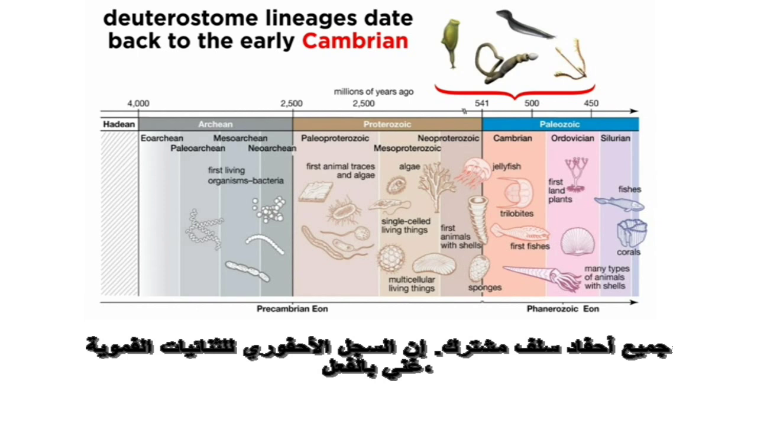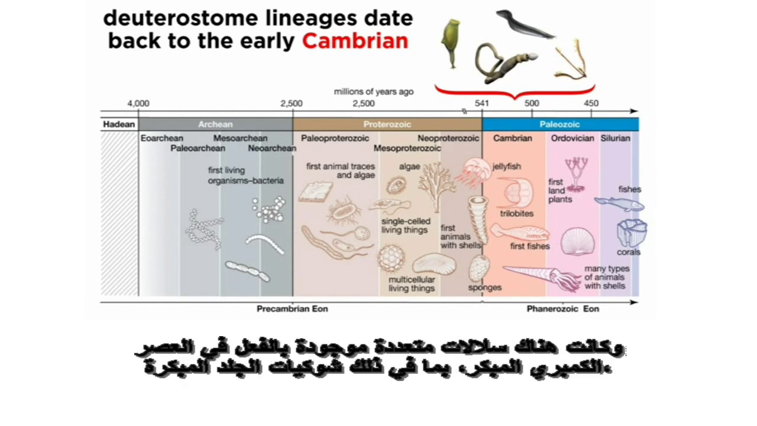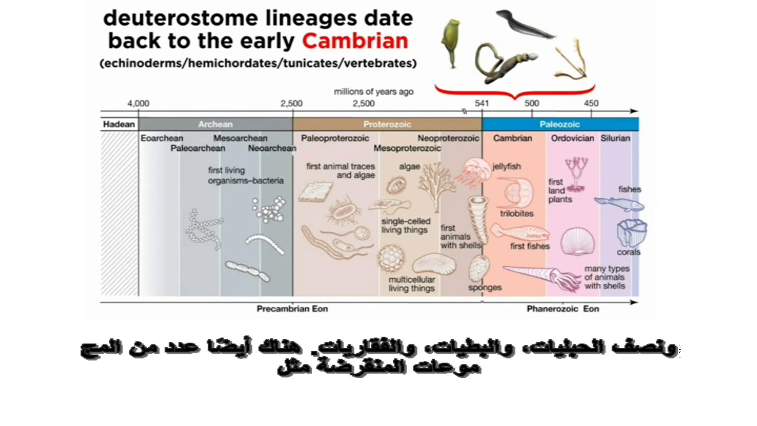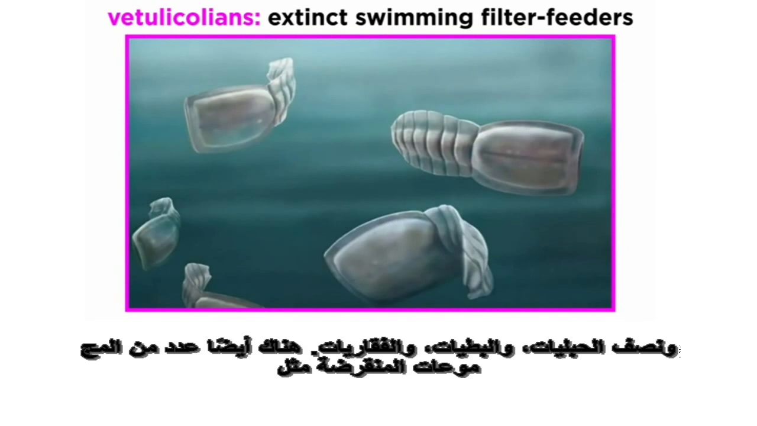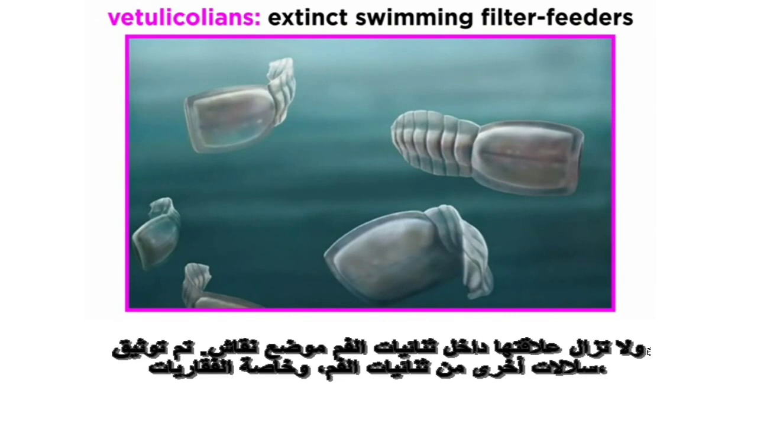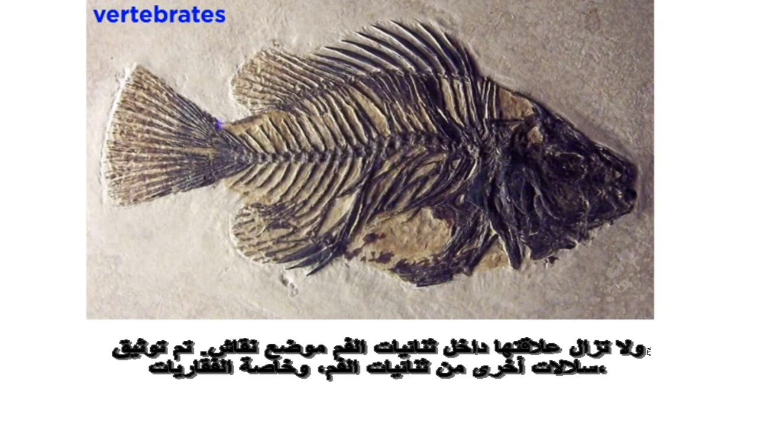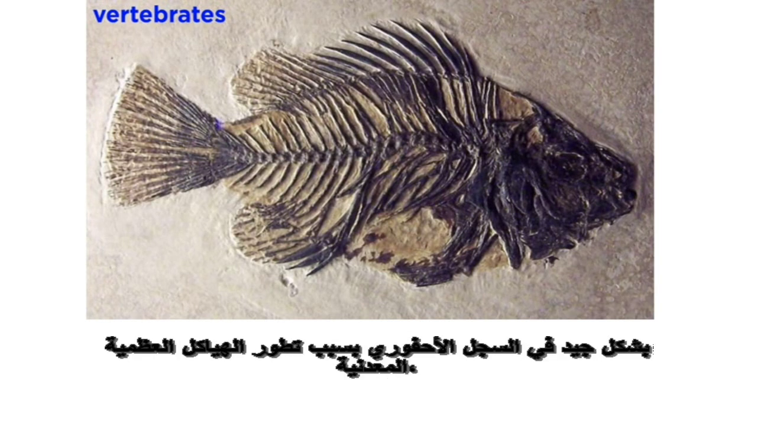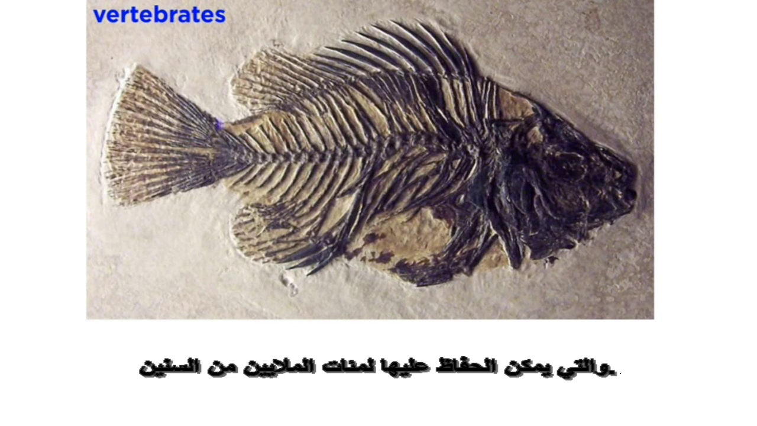The deuterostome fossil record is indeed rich, and multiple lineages were already present in the early Cambrian, including early echinoderms, hemichordates, tunicates, and vertebrates. There are also a number of extinct groups, such as the Vitulicolians, which lacked appendages of any kind, and their relationship within the deuterostomes is still debated. Other deuterostome lineages, especially the vertebrates, are well documented in the fossil record due to their evolution of mineralized skeletons, which can be preserved for hundreds of millions of years.